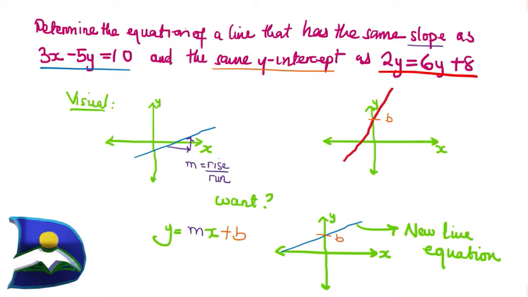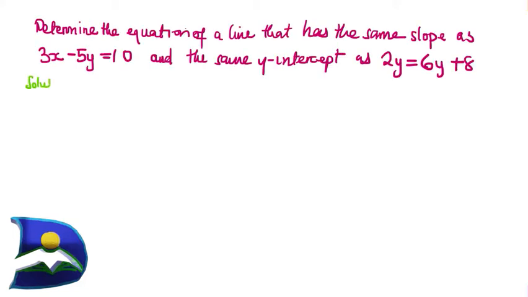Now that we have that at the back of our minds, we're going to apply this mental thinking to mathematics and solve this particular problem. The solution here is that since we need to determine the slope of the first line, that means the slope of the first line is equal to my new line's slope.